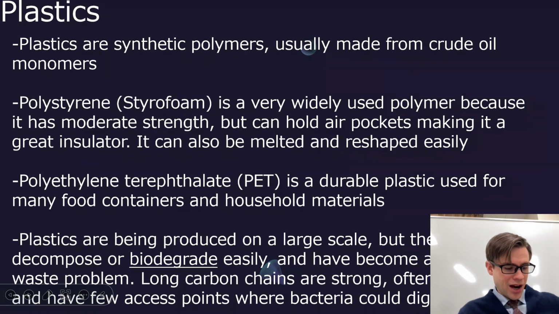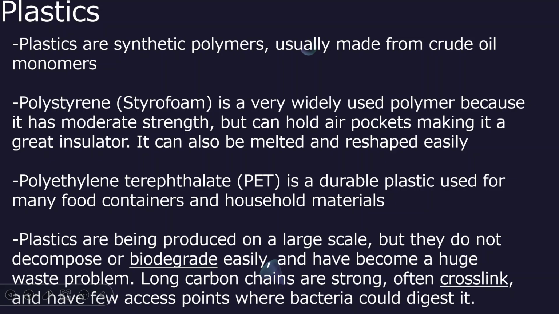Then PET, polyethylene terephthalate. I say that 10 times fast. That's a durable plastic used for many food containers and household materials, plastic bottles. And I think it's one of the polymers that can be recycled somewhat. So these plastics are being produced on a large scale, but they do not decompose or biodegrade easily. Biodegrade is sort of the biological way of decomposing where plants, animals, bacteria, fungi, whatever, would break down these large molecules into smaller fundamental pieces. So these polystyrene, polyethylene terephthalate synthetic polymers made from crude oils do not biodegrade easily. They've become a huge waste problem.